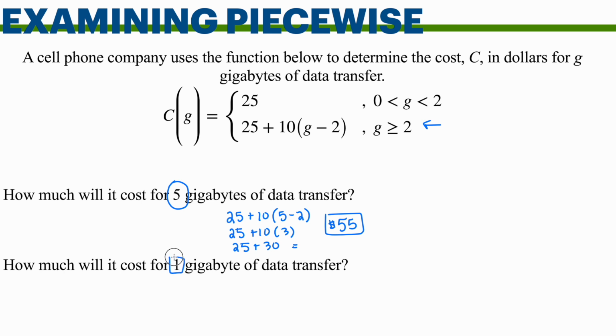Next, we're looking for 1 gig. Okay, which domain is 1 going to be in? And that is going to be in this first one. 1 is inside here, which means automatically it is only going to cost $25.